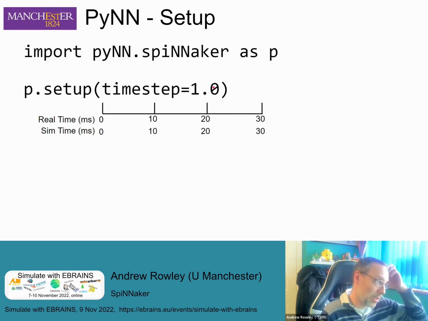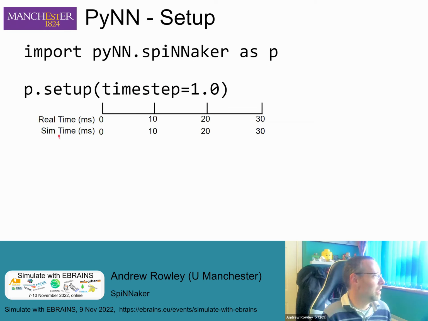If you don't specify one, you will get 0.1 millisecond time steps. The default Spinnaker run in real-time time step is 1 millisecond time step. So to get that, you have to say time step equals 1. What this means is that simulations will attempt to run in real time when you do this.